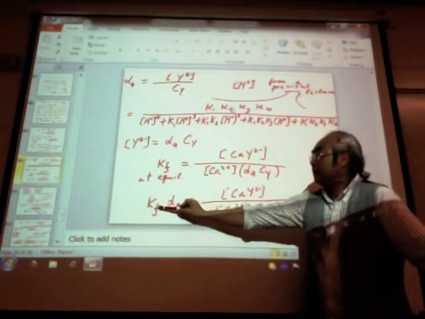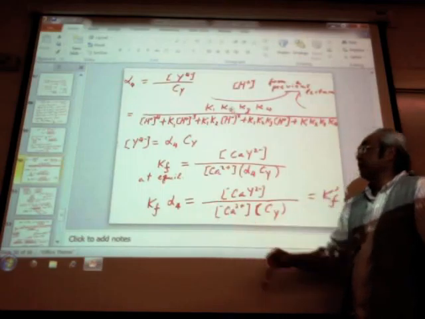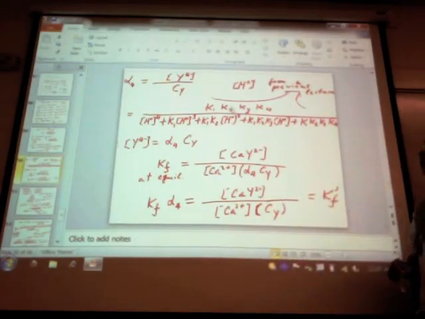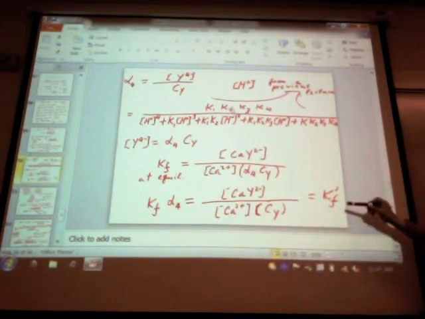But then the formation constant multiplied by alpha 4 is the so-called K prime. K prime is the conditional constant.